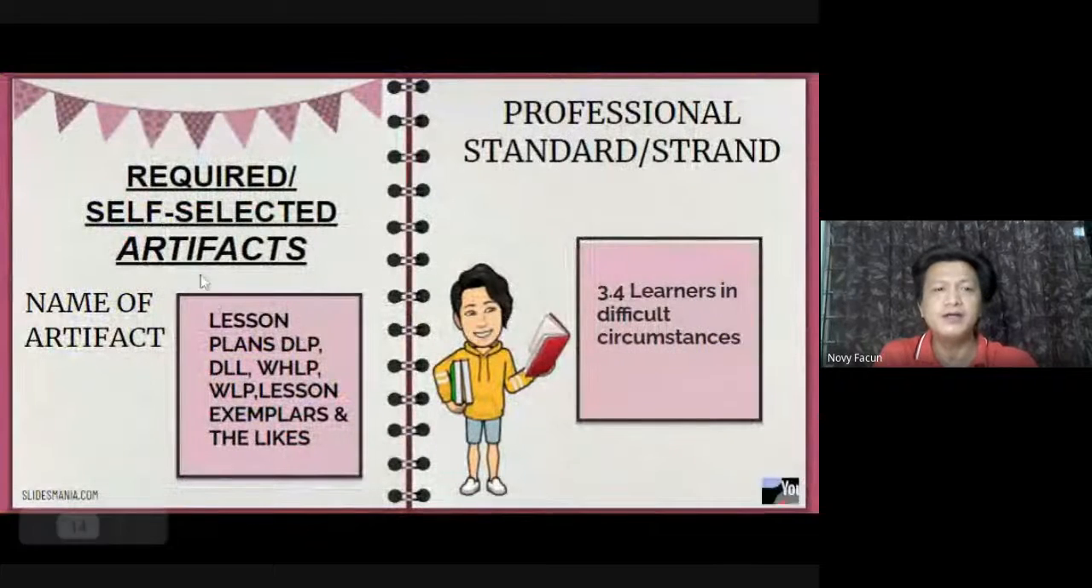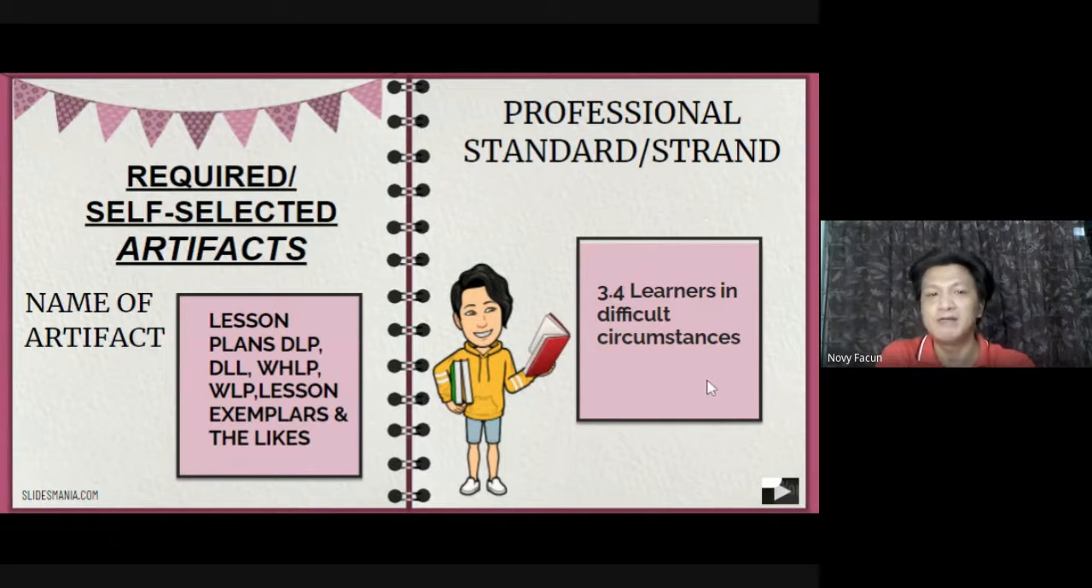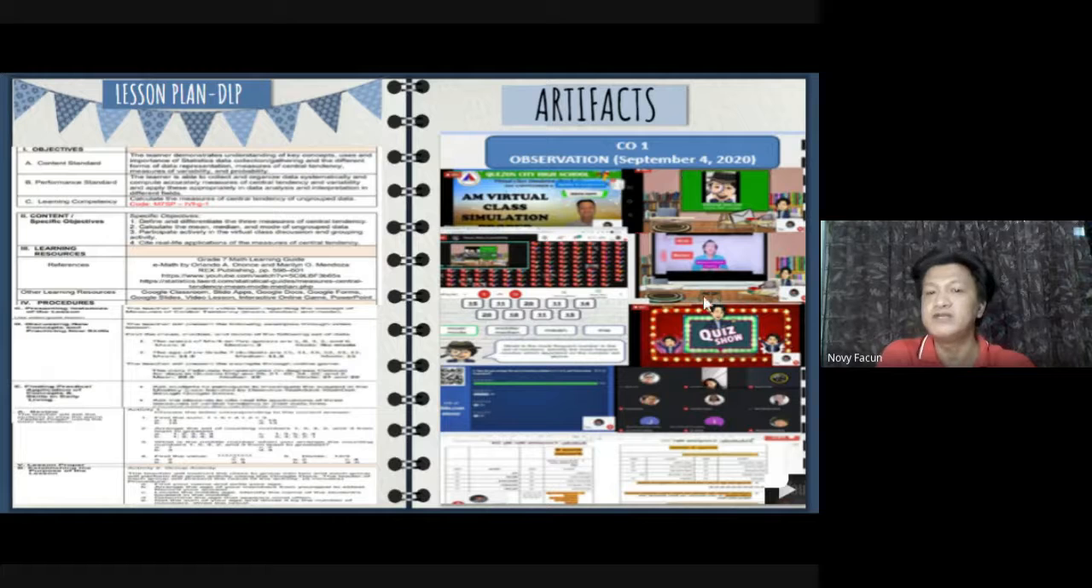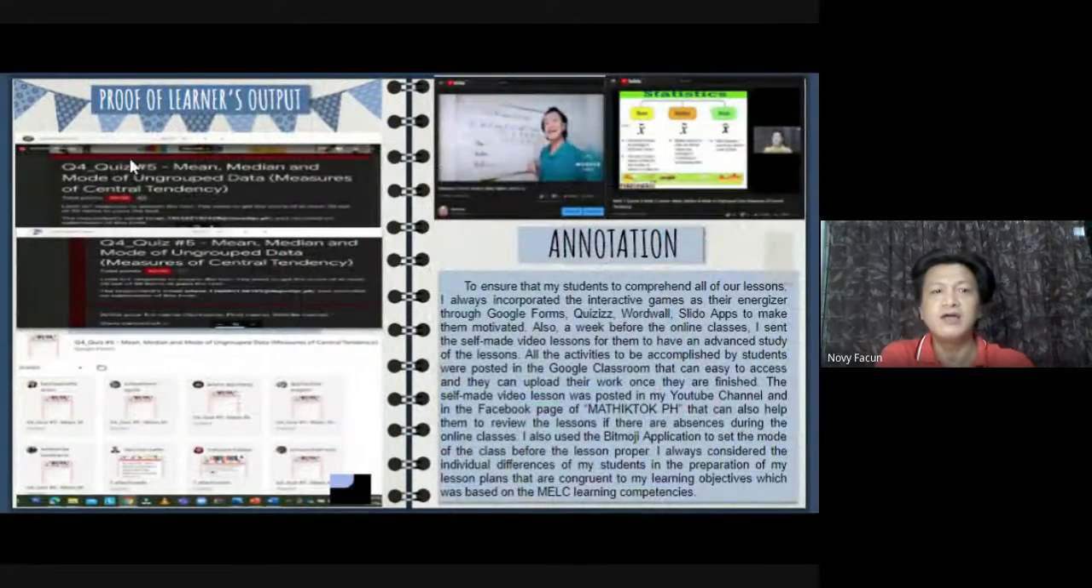And another artifacts natin, yung lesson plan. Ang nilagay ko dyan is yung aking ginamit na lesson plan during my CO or classroom observation to address the learners in difficult circumstances. So, inattach ko dyan yung lesson plan ko or DLP tapos yung picture ng aking classroom observation since ito ay September 4, 2020. Yan yung first COT ko yan. And ito yung aking proof of learners output ko during my CO. Okay, so ito yung aking annotation.